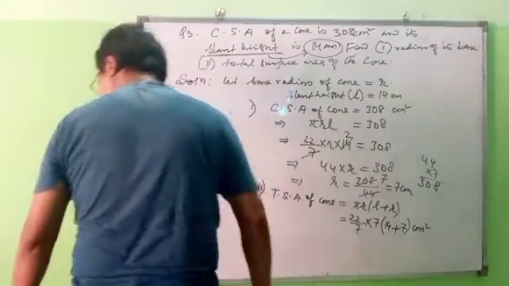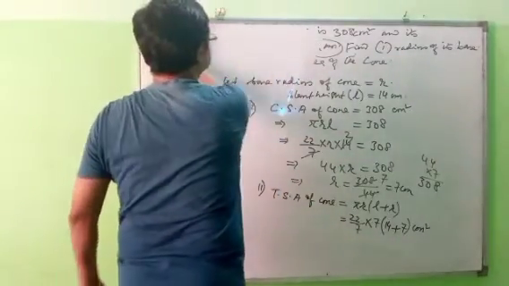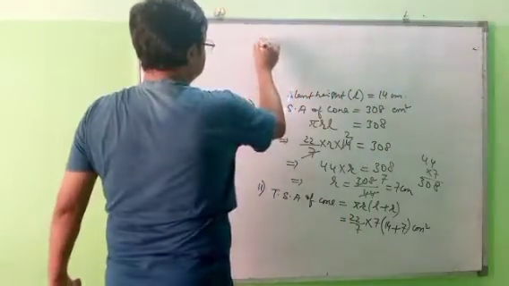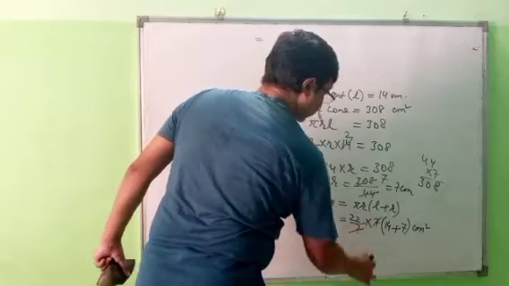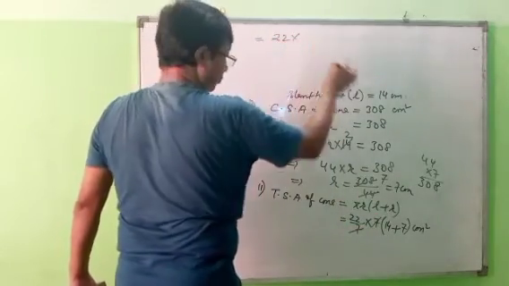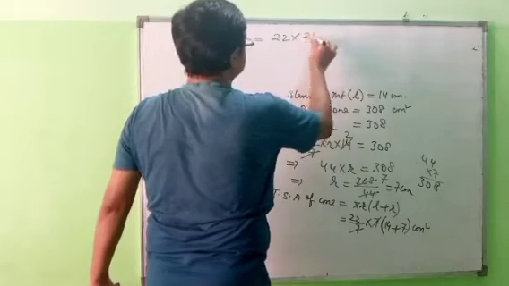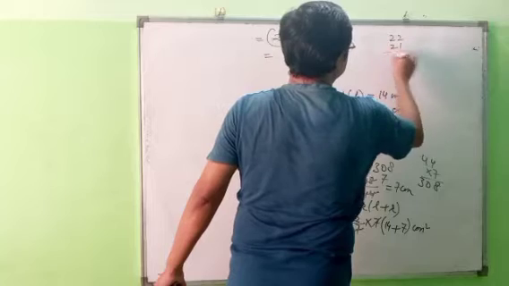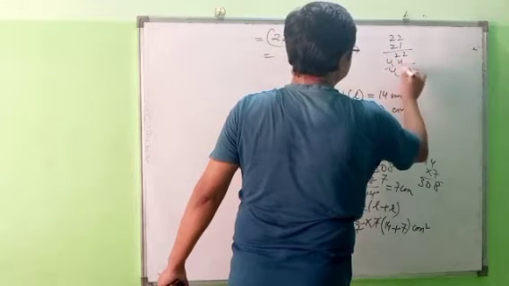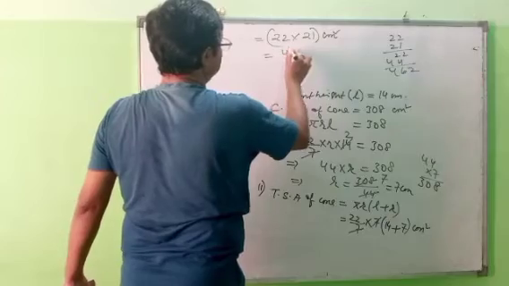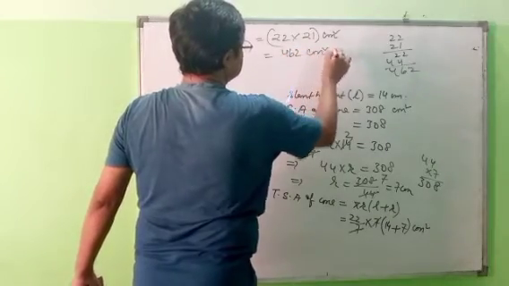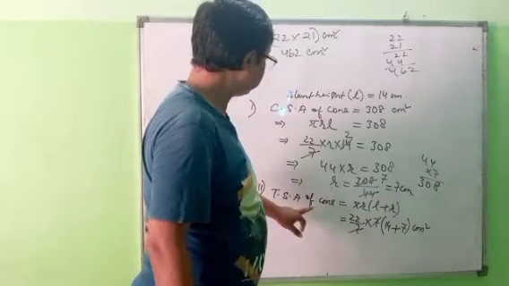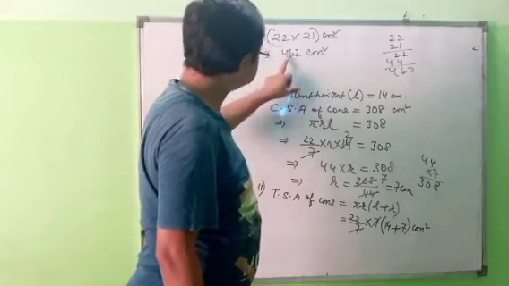Now by simplifying, so these 2 7s will get cancelled. So here 22 into 14 plus 7, 21 centimeters square. So by multiplying, you will get 462, so 462 centimeters square. So your answers are 7 centimeter base radius and your total surface area is 462 centimeters square.